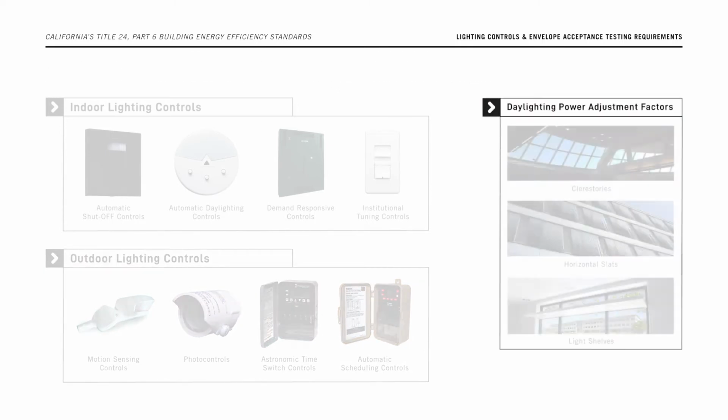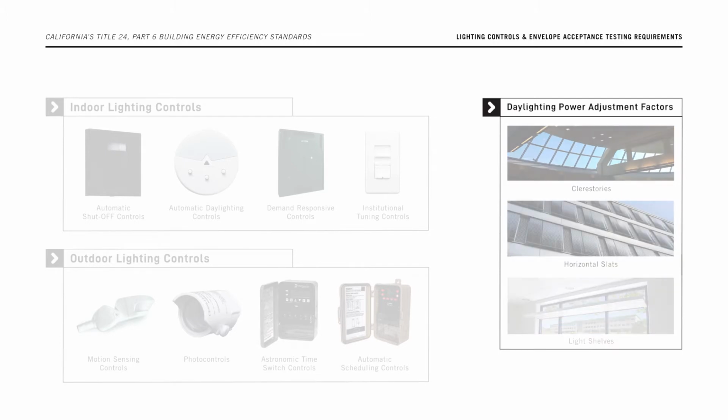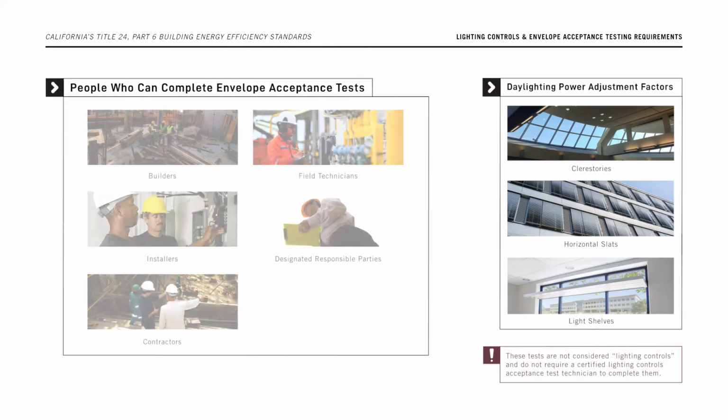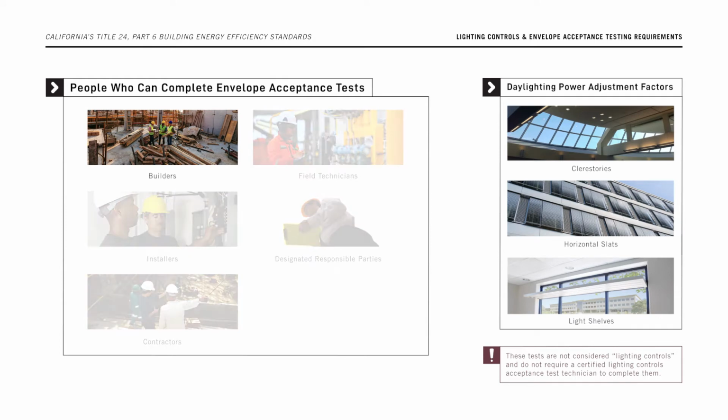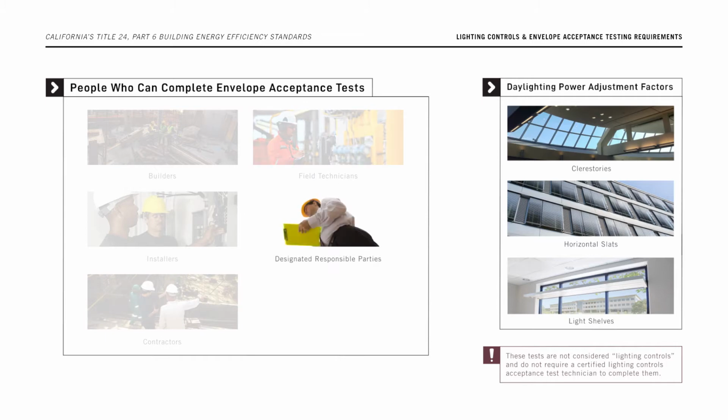On a related note, envelope acceptance testing is required for 3 daylighting envelope features used to earn power adjustment factors for lighting systems. These include clerestories, horizontal slats, and light shelves. It is important to remember that the envelope acceptance tests are not considered lighting controls, and therefore, they do not require a certified lighting controls acceptance test technician to complete them. Examples of people that can complete the envelope acceptance tests include builders, installers, contractors, field technicians, and designated responsible parties.